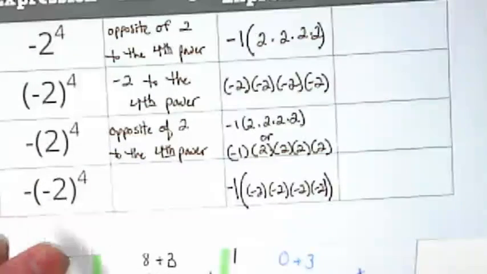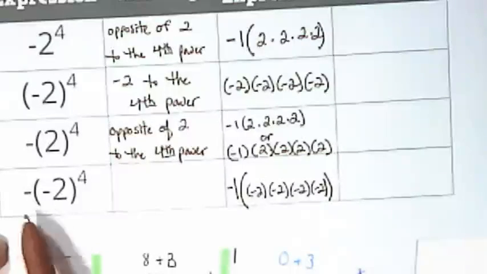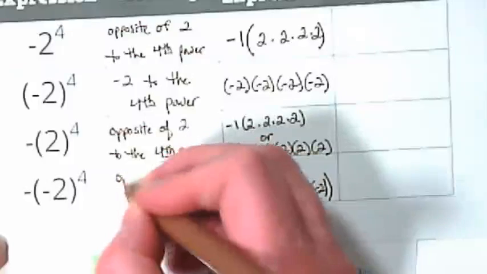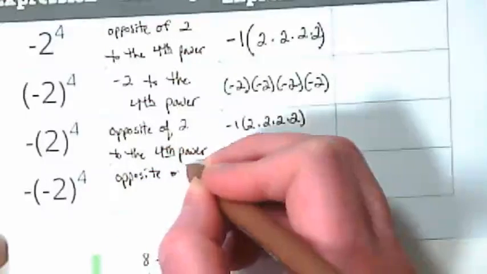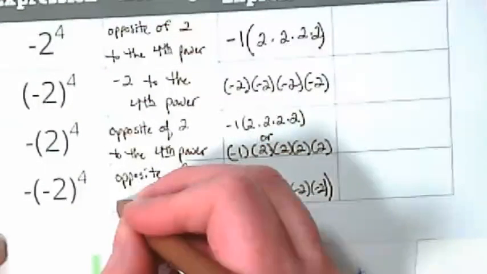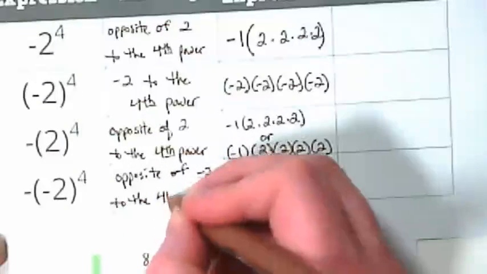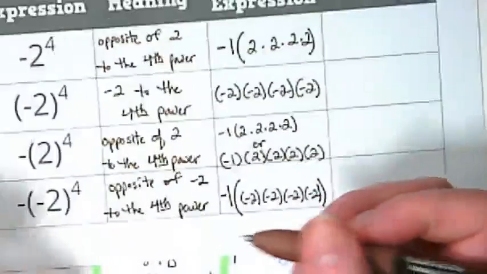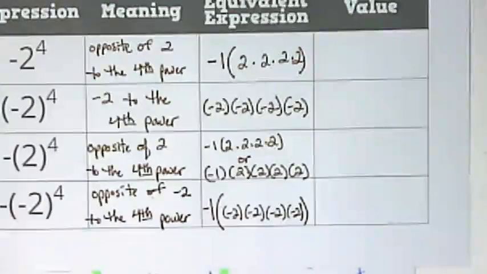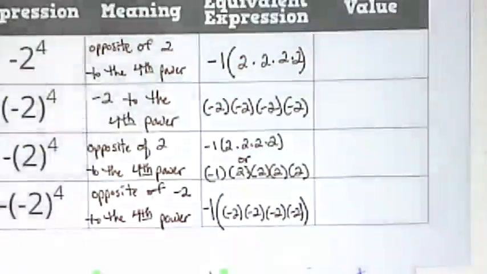What's the difference between this and this? There's another negative in front of it, and that negative in front of it tells us it means opposite. This is opposite of negative 2 to the fourth power. I've left the value off on purpose for now. These are all going to be some version of 16, aren't they? In all four of them, we're multiplying four twos. 2 times 2 times 2 times 2 is 16. What we need to figure out is which one of these are negative 16 and which one of these are positive 16.